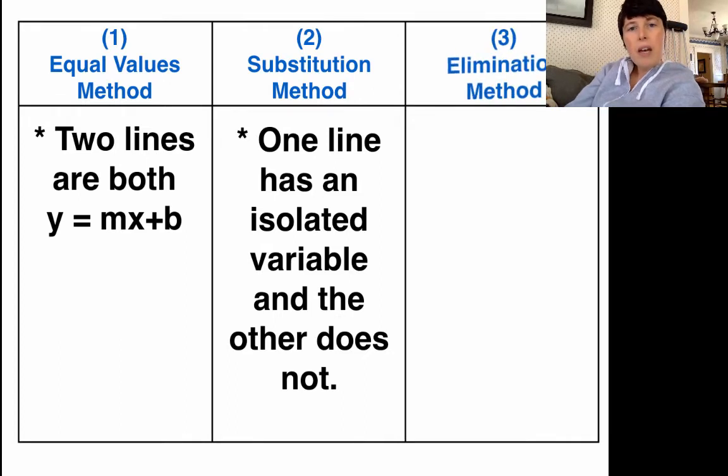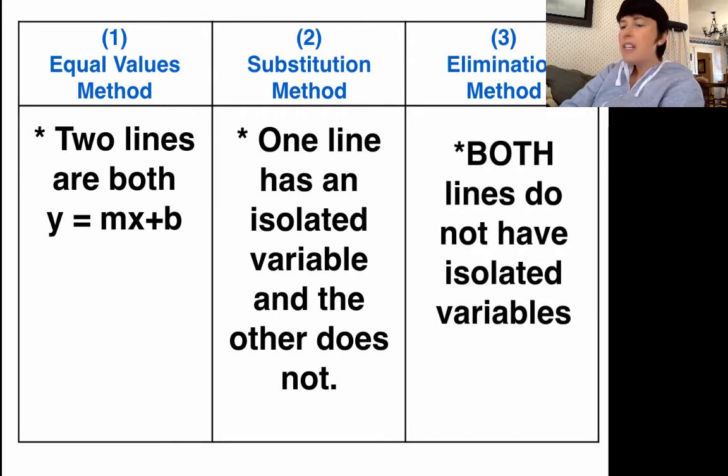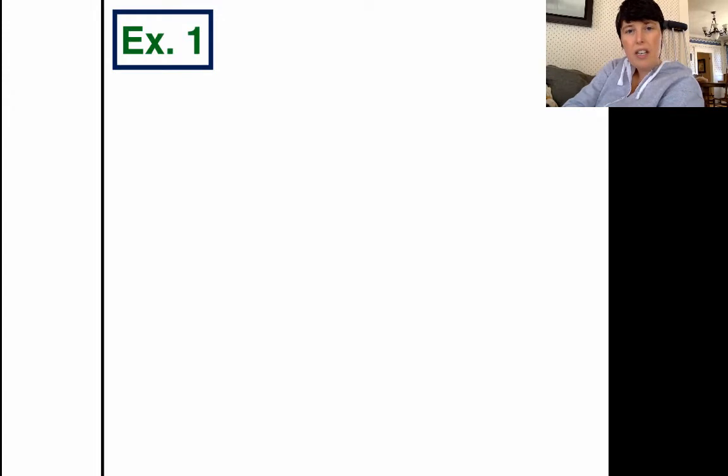And then we have our third way, the newest way we've been practicing, and that's the elimination method. And elimination method is really great for when you have both of your equations in that icky standard form. So both lines do not have an isolated variable. There is no x equals or y equals. We're talking standard form instead for these. And so for the rest of the notes in this video, we're going to look at a couple examples and analyze them to decide which of these 3 methods is probably the best choice. So let's try example 1 and give that a go.